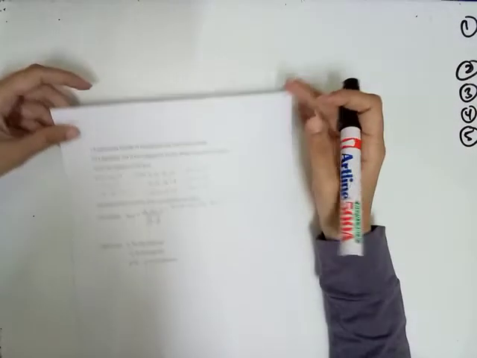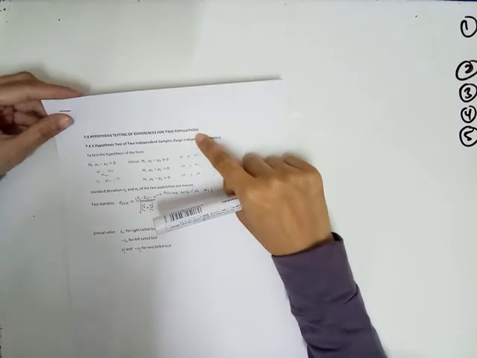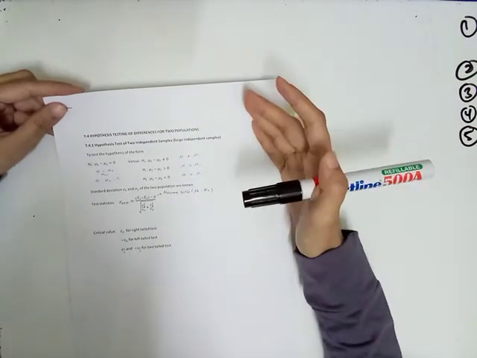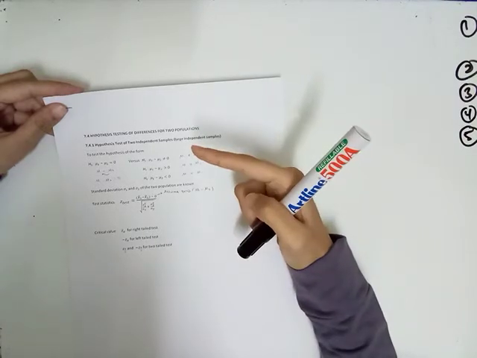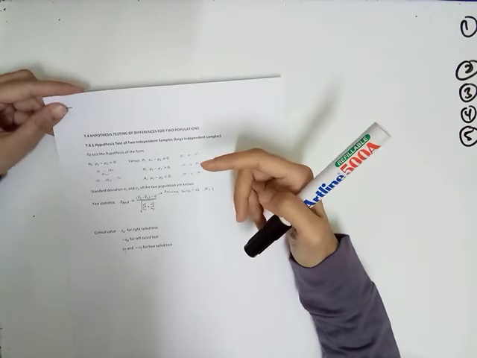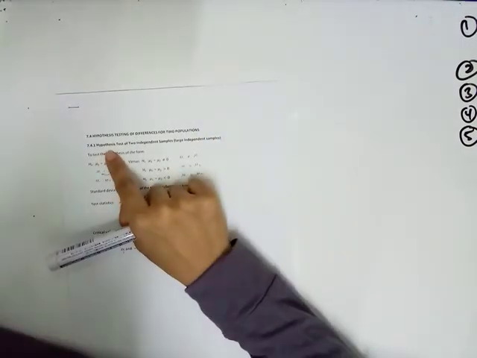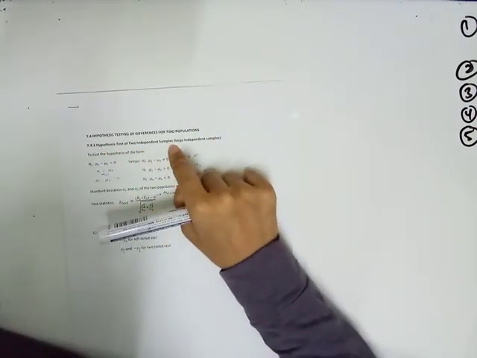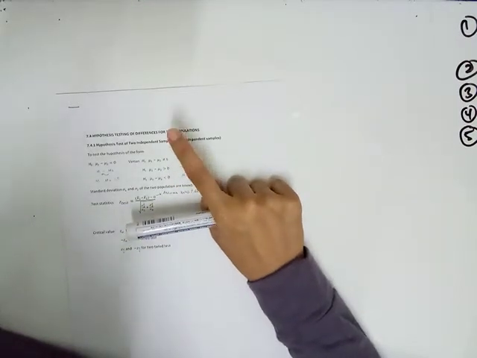Alright class, now we are going to continue chapter 7, hypothesis testing of the differences for two populations. Before this we have studied hypothesis tests for one population, but now we are going to test the differences for two populations. So look at hypothesis test of two independent samples. Independent samples, that means large numbers.